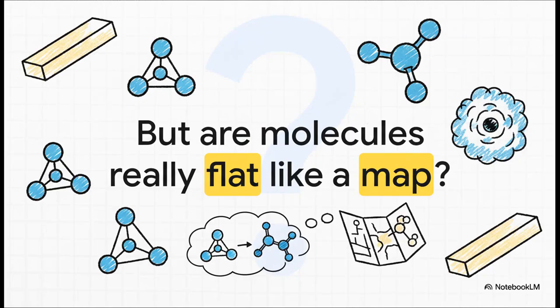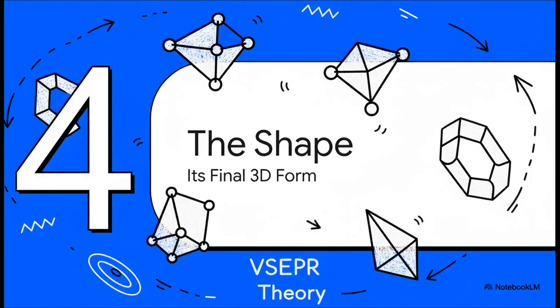This 2D map is awesome, right? It tells us a lot. But it kind of makes you wonder, do molecules really exist as these flat little drawings just floating around in the world? Or is there something more to the story? No way. Of course there's more to the story. That 2D blueprint is just the setup for the grand finale, the molecule's actual real-life 3D shape. And we can figure that out using something called VSEPR theory.